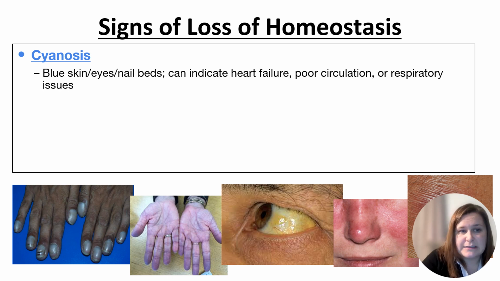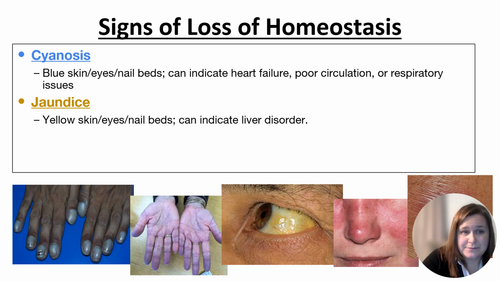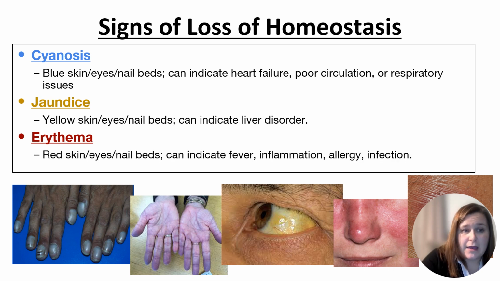So here are some signs of loss of homeostasis. We call it cyanosis when our skin, our eyes, or nail beds look blue. This can indicate poor circulation or poor respiratory function because we're not getting that hemoglobin. We can also have jaundice, which is that yellow skin or nails that we were talking about earlier that's associated with liver disorder. And we can also have erythema. Erythema is when the skin gets really red. This can indicate a fever, inflammation, an allergy, or an infection.